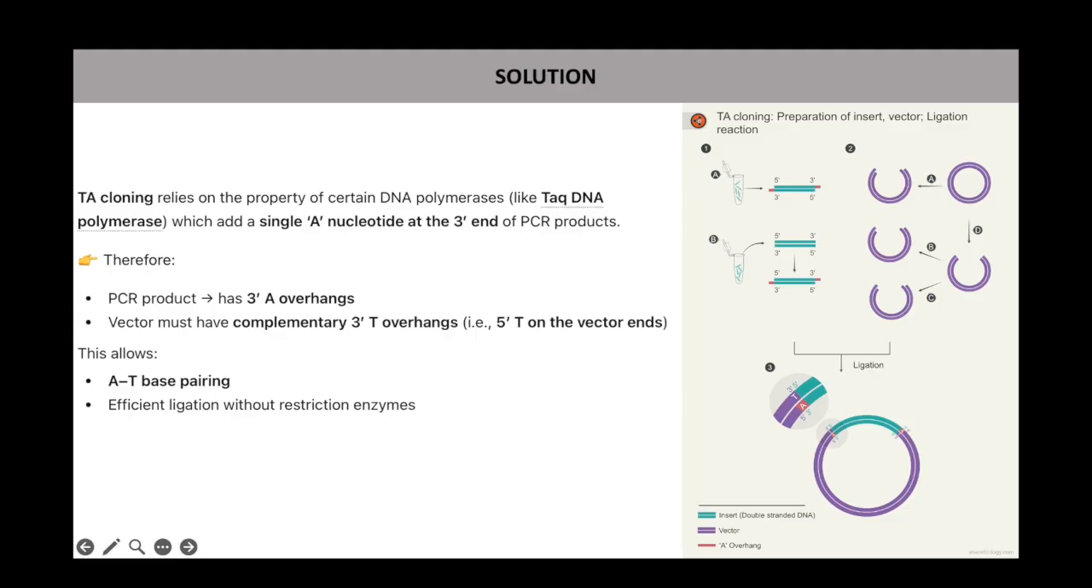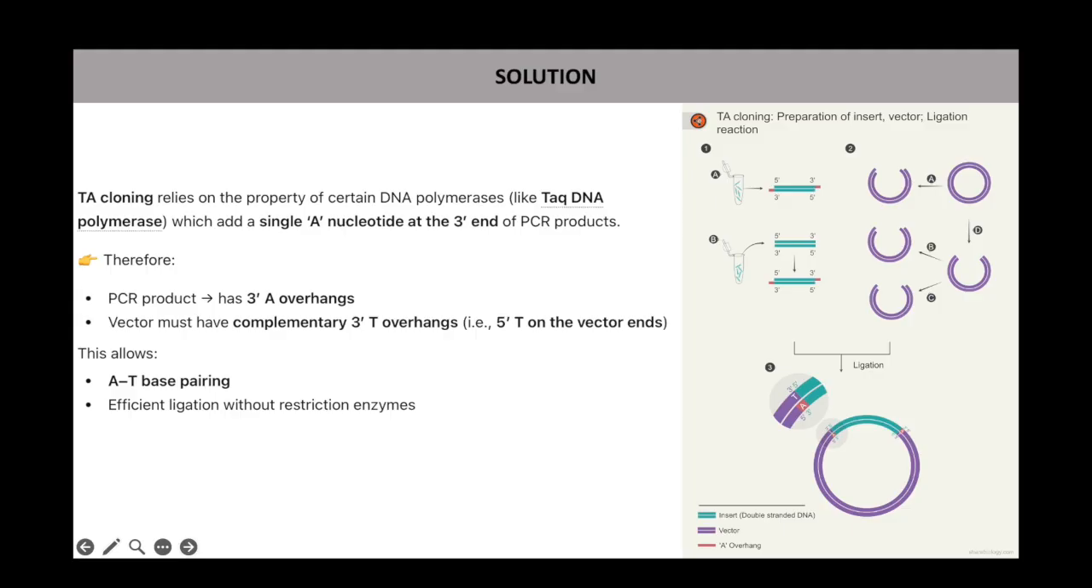Okay, so if this is our original PCR product, and this is the 5' to 3' side and the 3' to 5' side, what this will do is add one A in this direction and one A in the other direction after the cycle in the PCR. So the resulting PCR product will have A overhangs on each side.